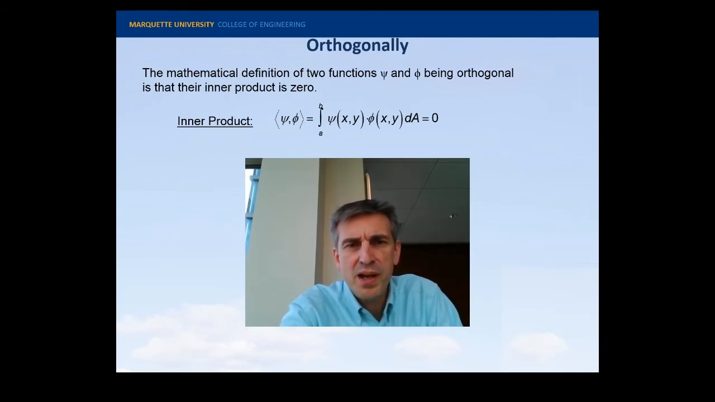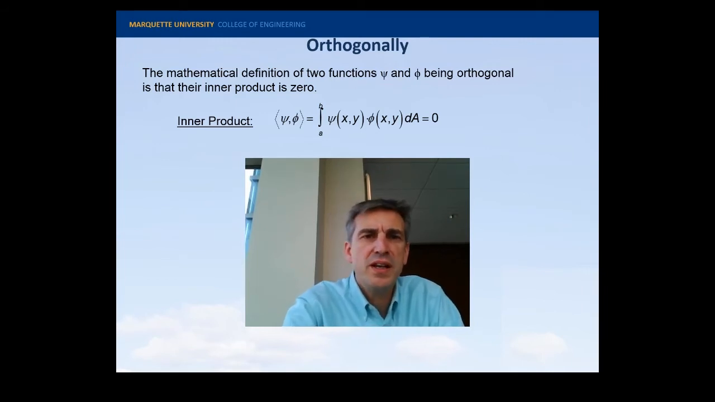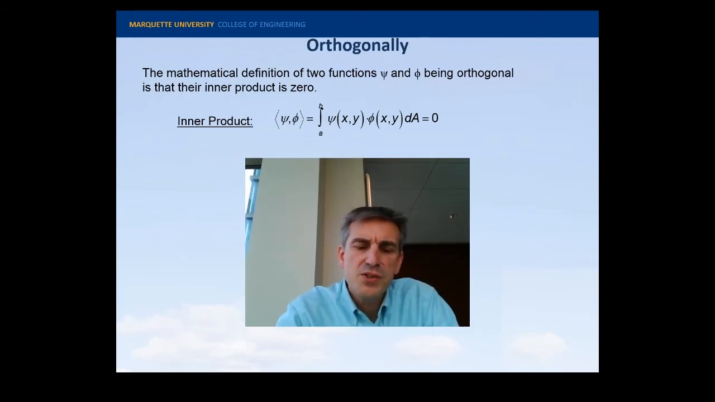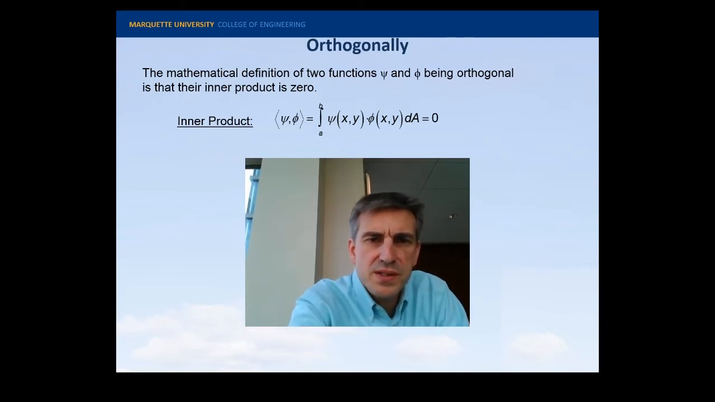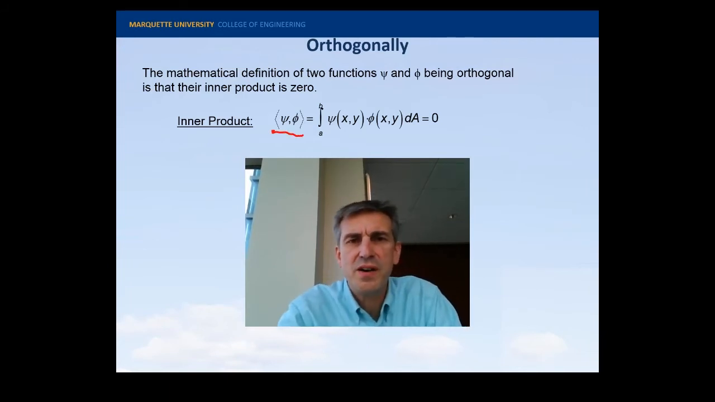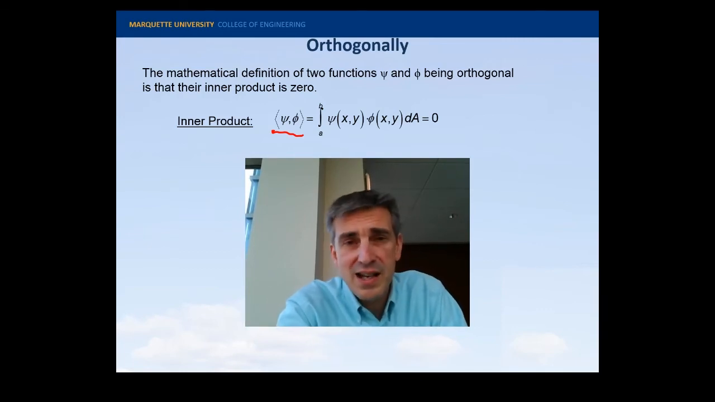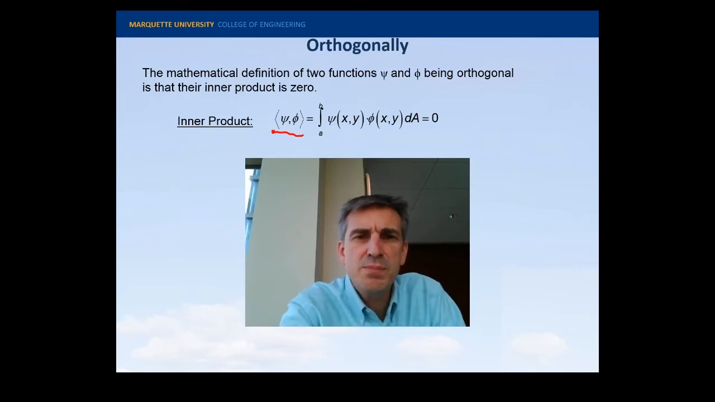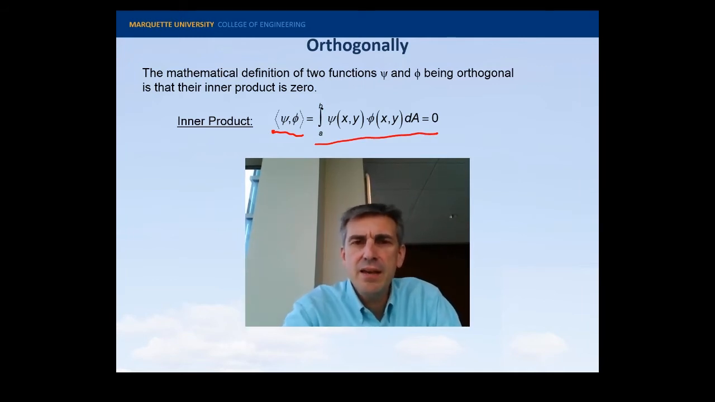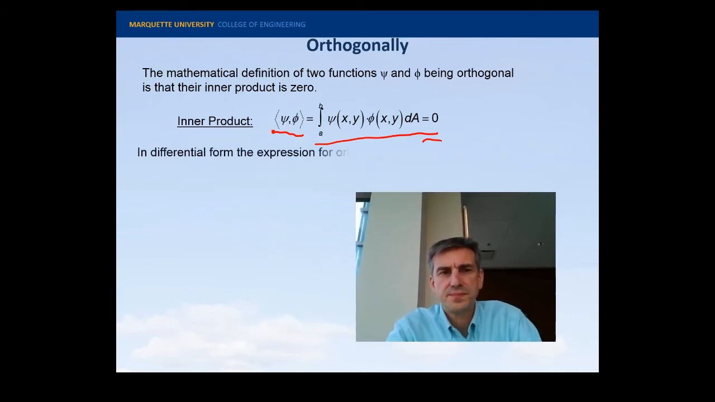So if we multiply the stream and the potential function together and integrate over some area, orthogonal functions will be equal to 0 over an interval from A to B. This is defined as an inner product, so we use this nomenclature here to define the inner product. And there can be lots of inner products. This particular inner product is defined by this integral here. And if they are orthogonal, then they will be equal to 0.